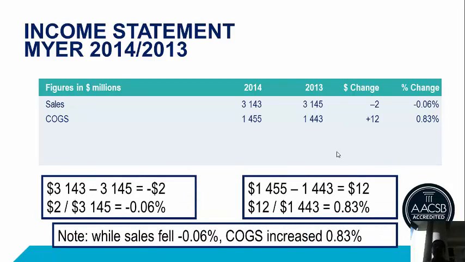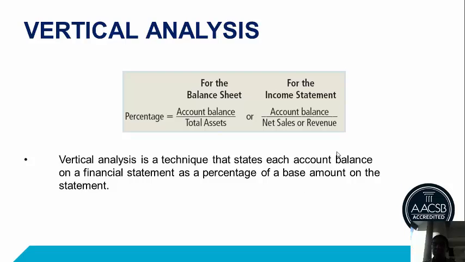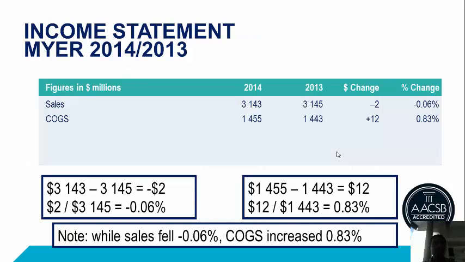Let's now think about perhaps sales revenue and cost of goods sold. In Myer, you can see that sales revenue marginally decreased from 2013, $3.145 billion, to 2014, $3.143 billion. It was just a $2 million drop, but it was a drop. Now that drop of $2 million divided by the base year value of $3.145 billion is a drop of 0.06%. A very small drop, but nevertheless a drop.